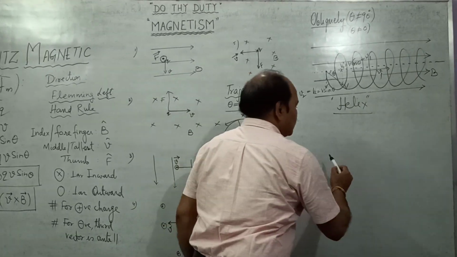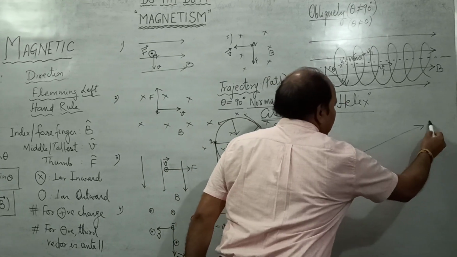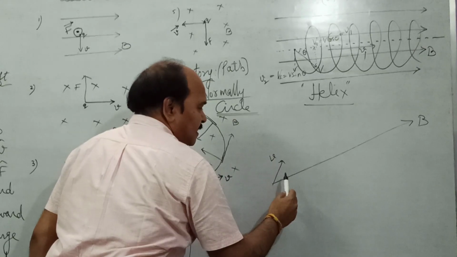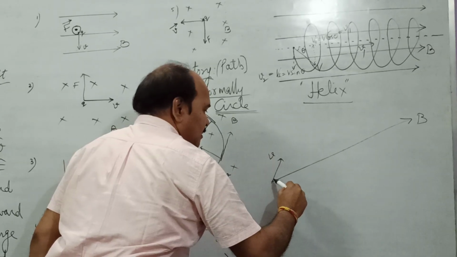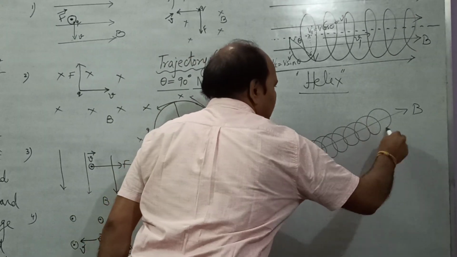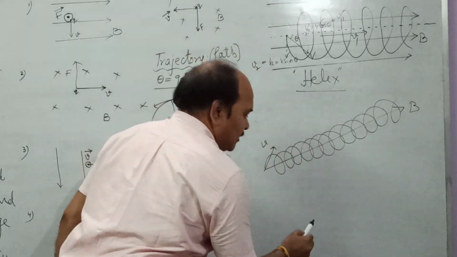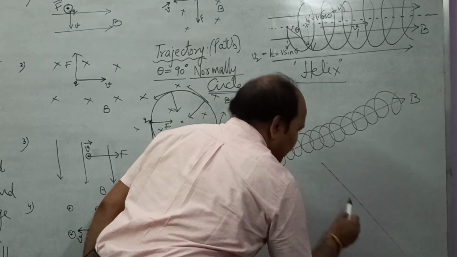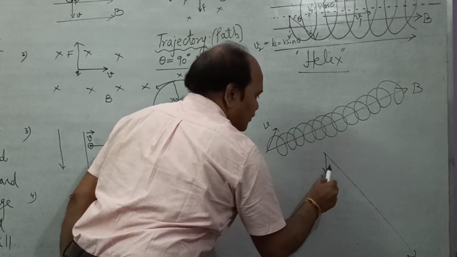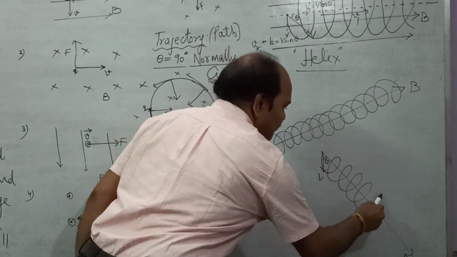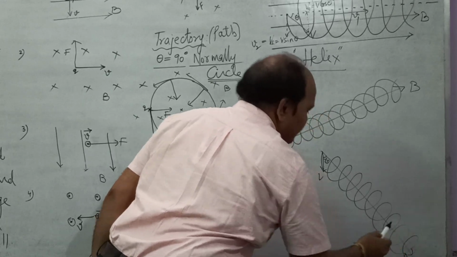Like if this happens to be the magnetic field, and the charged particle enters obliquely like this with a certain velocity, then it will move on a circular path. At the same time, it will move along the magnetic field also. If the magnetic field is like this, and the charged particle enters obliquely into this magnetic field with velocity v at an angle theta, then it will move on a circular path like this, but at the same time, it will move along the magnetic field also.